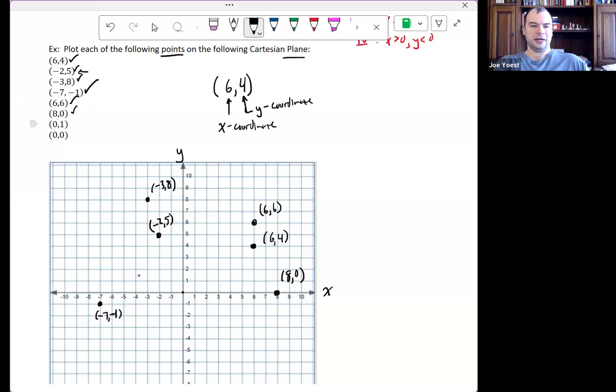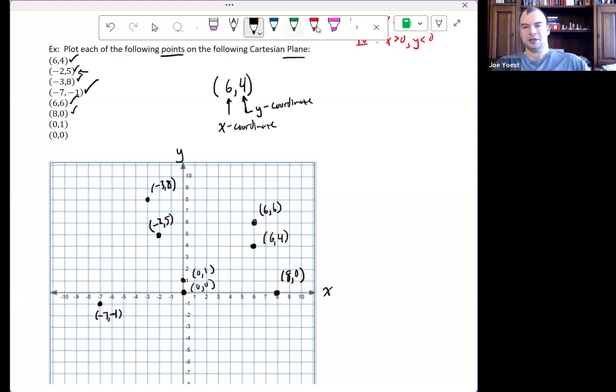So this is 8 comma 0, x equals 8, y equals 0. Analogously for 0 comma 1, when x is 0, I'm thinking of going vertically up and down some amount of distance from this x equals 0 point here. And I'm going up to y equals 1. So this is 0 comma 1. And then lastly, 0 comma 0 is our origin.